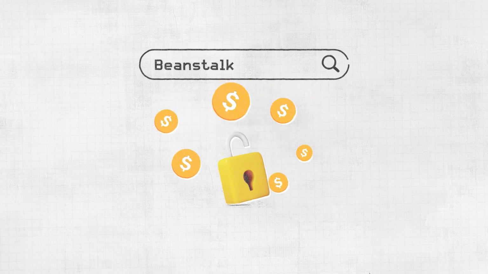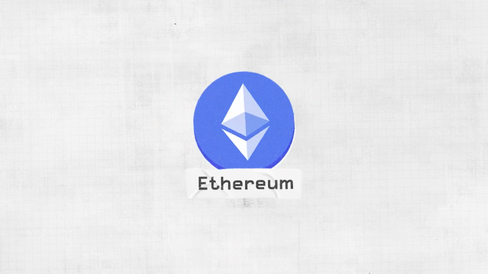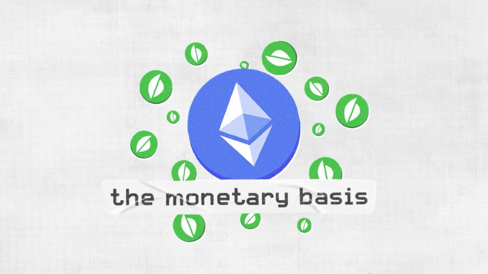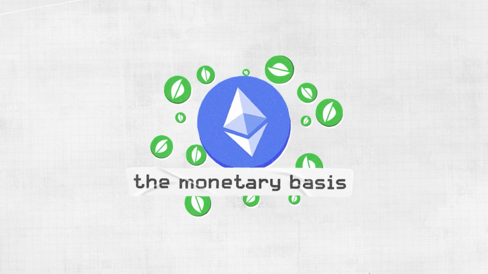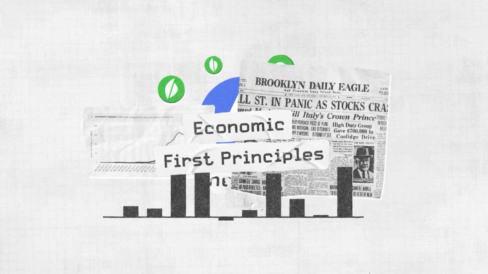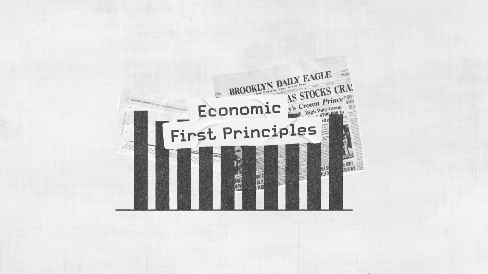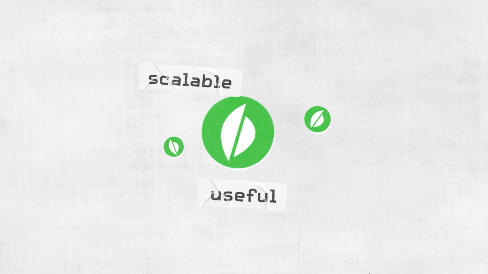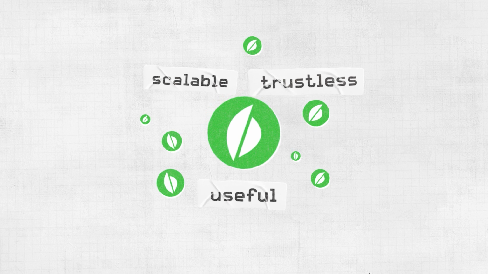Beanstalk is a permissionless fiat stablecoin protocol built on Ethereum. Beanstalk forms the monetary basis of an Ethereum-native, rent-free economy that is designed from economic first principles to create a useful, scalable, and trustless fiat currency.